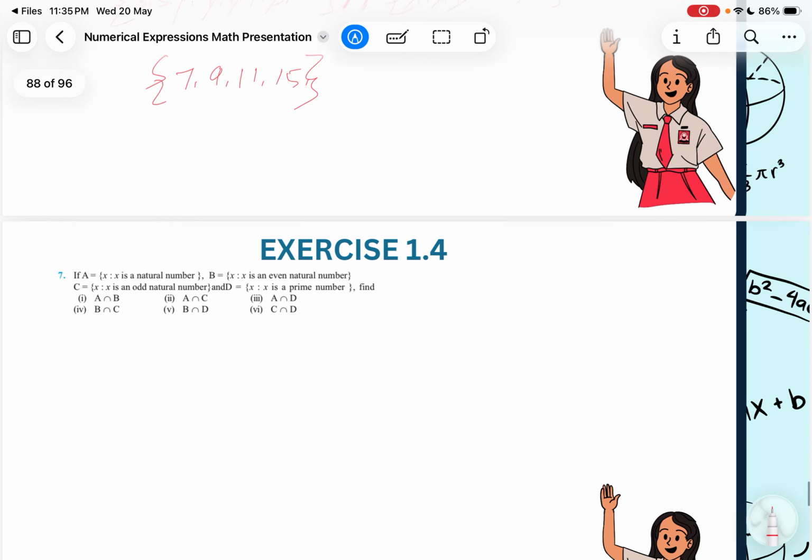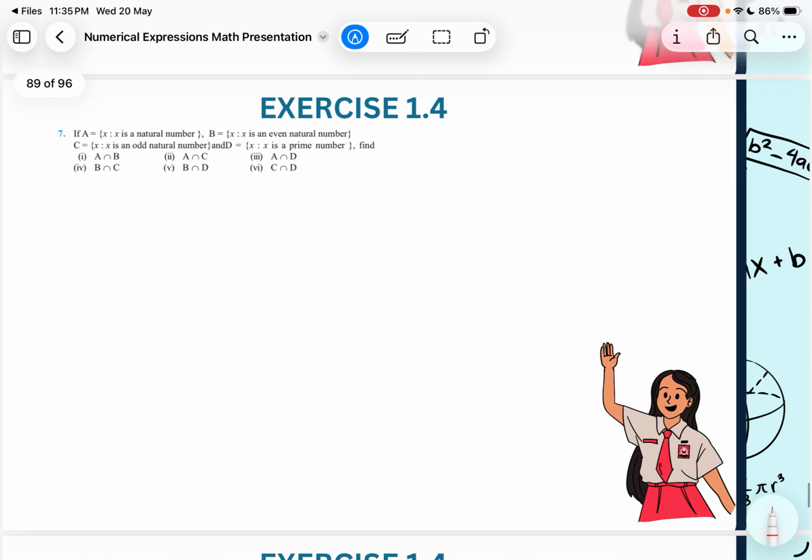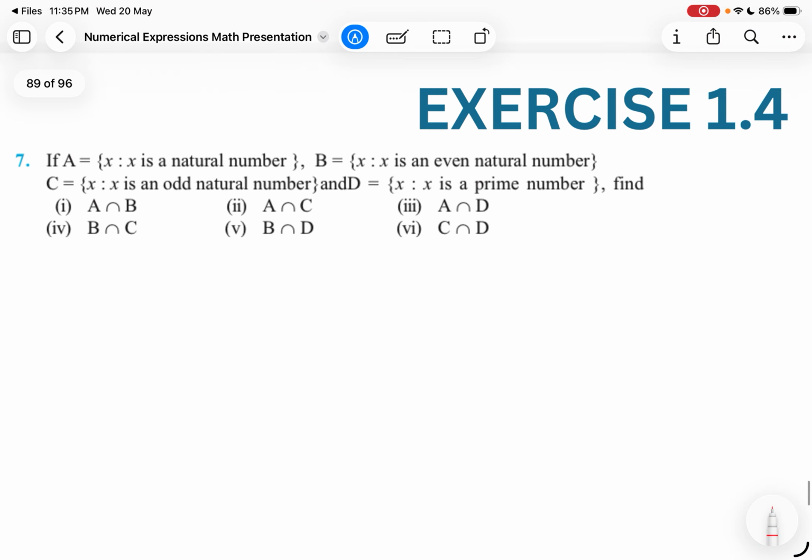Okay, next question number 7. Let me just zoom it. If A equal to {X such that X is a natural number}, 1 2 3 4 5 up to infinity, and B is an even natural number, meaning 2 4 6 8 10, and C equal to {X such that X is an odd natural number}, 1 3 5 7 9, and D equal to prime numbers, then find A intersection B.